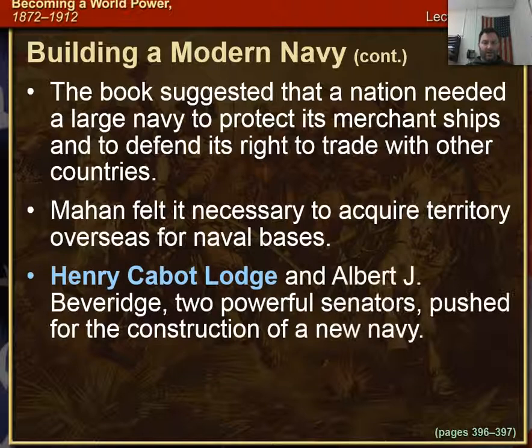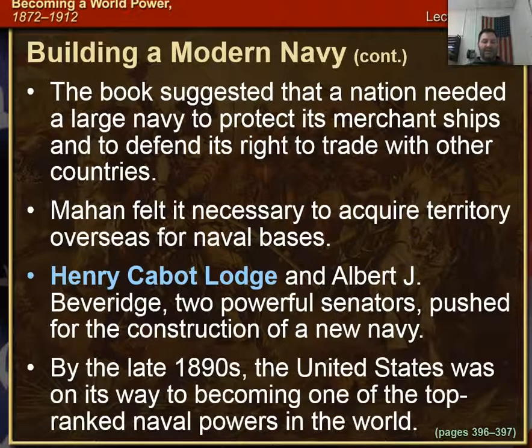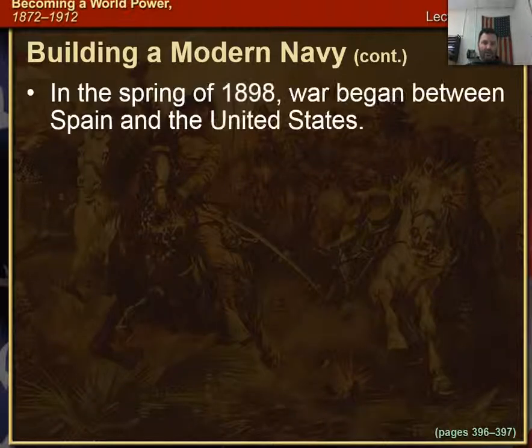Henry Cabot Lodge and Albert J. Beveridge, two powerful senators, pushed for the construction of a new navy, and by the late 1890s, the United States was on its way to becoming one of the top-ranked naval powers of the world. In the spring of 1898, war began between Spain and the United States, thus bringing us into world preeminence.